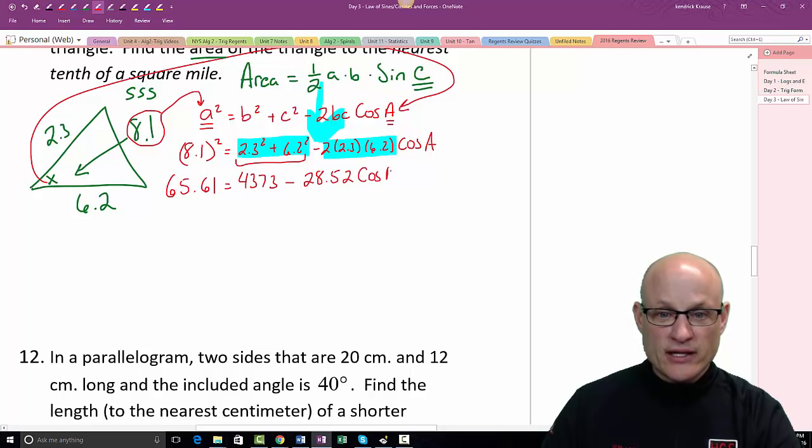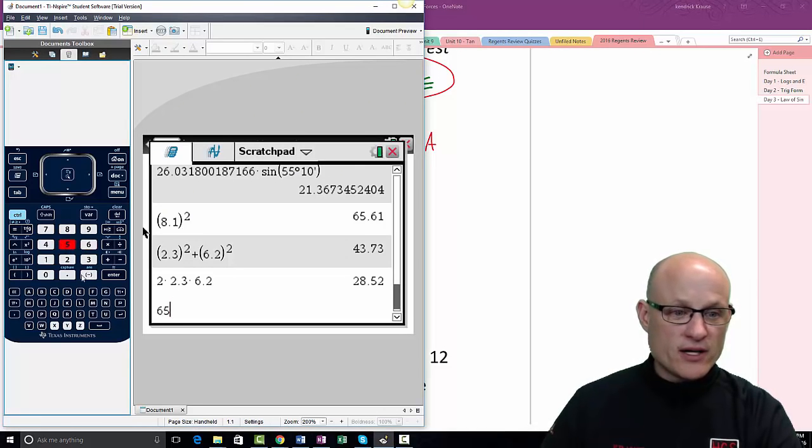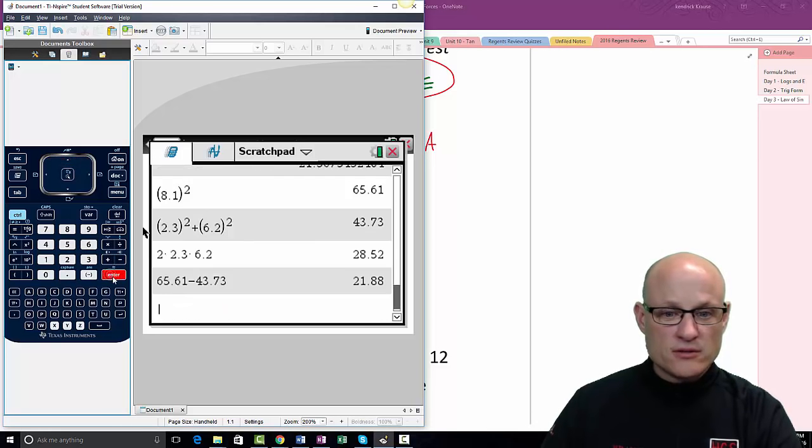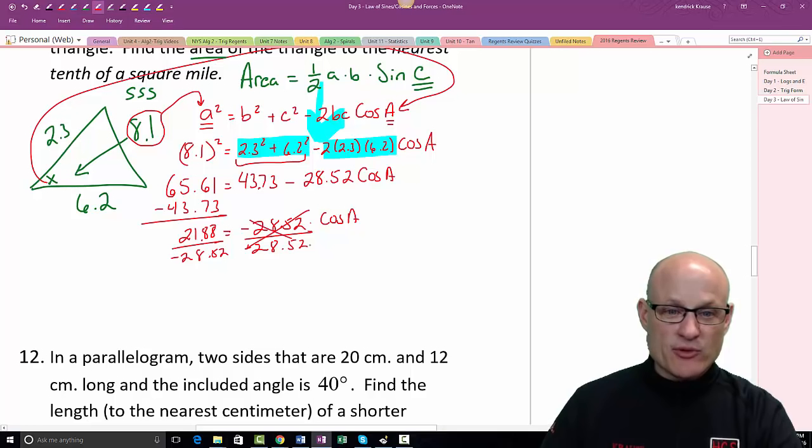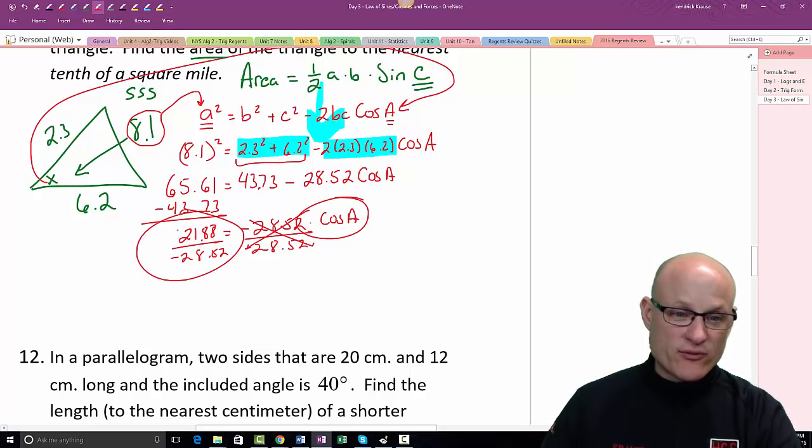28.52 cosine A. So now we're going to bring this over to the other side. So we're going to subtract 43.73. So 65.61 minus 43.73 equals 21.88, equals negative 28.52 times the cosine of A. Divide by that. And so what I end up with is cosine A equals this fraction.